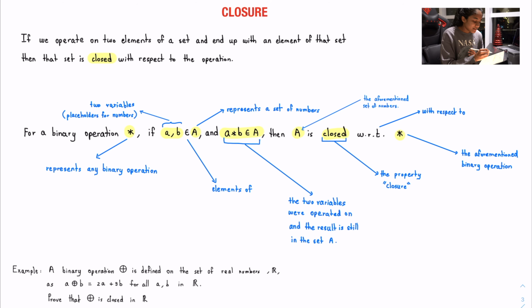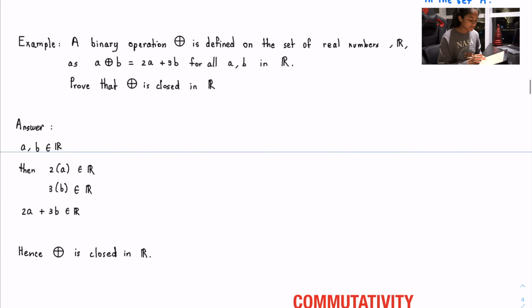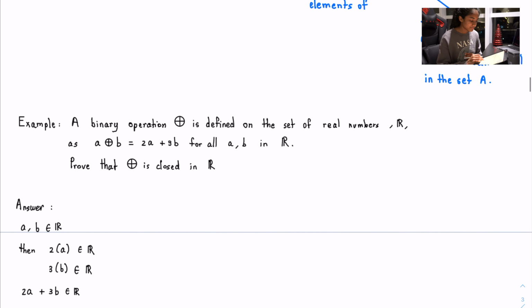Then if A, B, these are just placeholders for numbers, okay? This capital A is a placeholder for a set, so it could be integers, real numbers, anything like that, okay? Then this set is closed, and remember this is with respect to the operation, whatever the operation may be. So let's look at an example to understand it better.